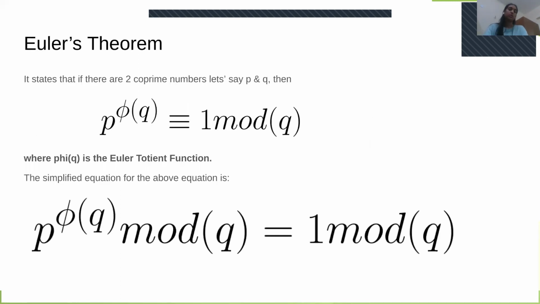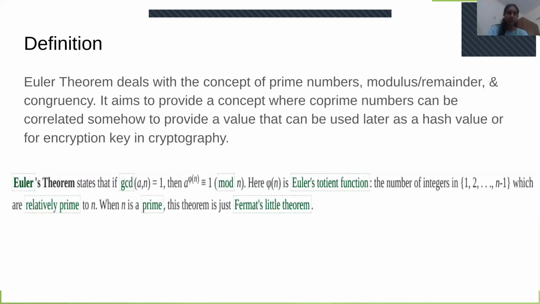So Euler's theorem states that if there are two co-prime numbers, let's say p and q, then p raised to phi q is equivalent to 1 mod q, where phi is the Euler-Totient function. The simplified equation for the above equation is p raised to the function of phi q mod q is equivalent to 1 mod q. So now the definition.